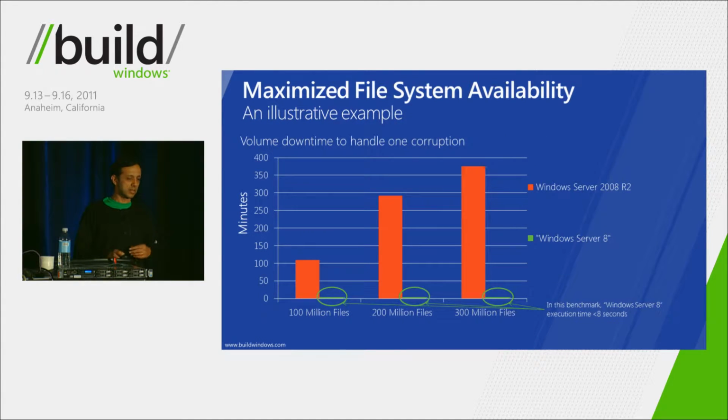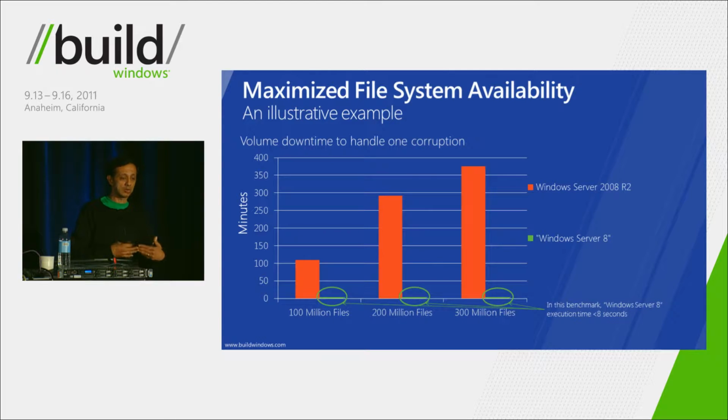And here is an illustrative example of the difference in the time for which the volume is offline. The red bars indicate the previous version of Windows to handle just one corruption. This is in a 100, 200, 300 million file case. The difference comes in the fact that in the previous version of Windows, we would take the volume offline to check the entire volume to find out what was corrupt.